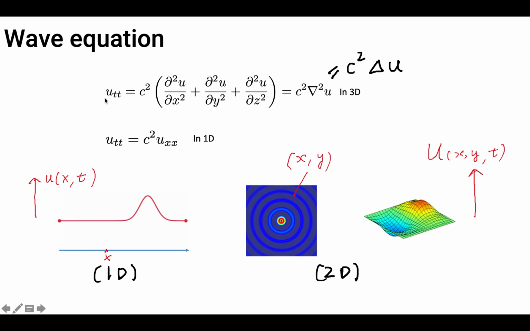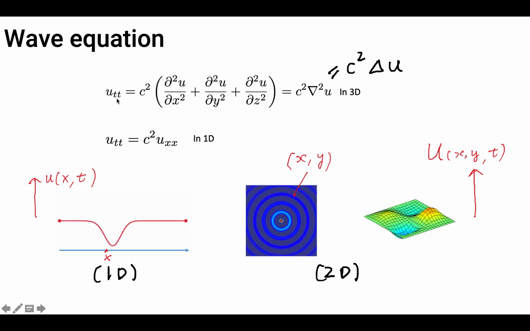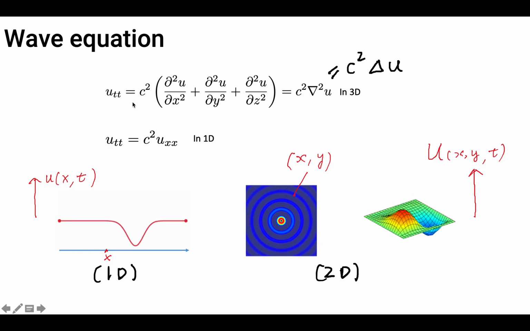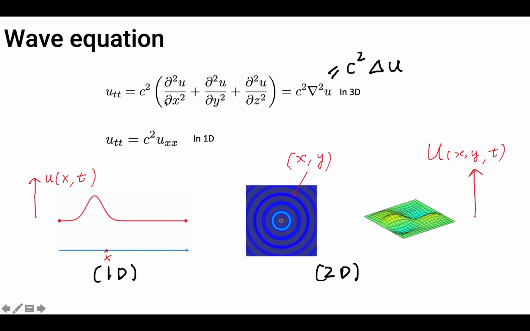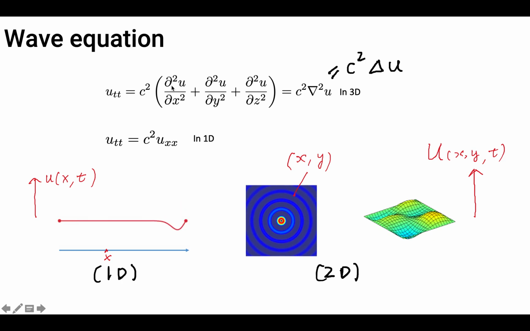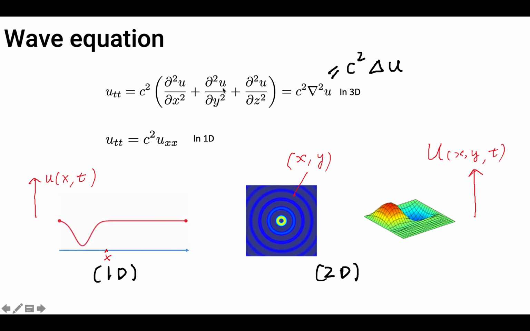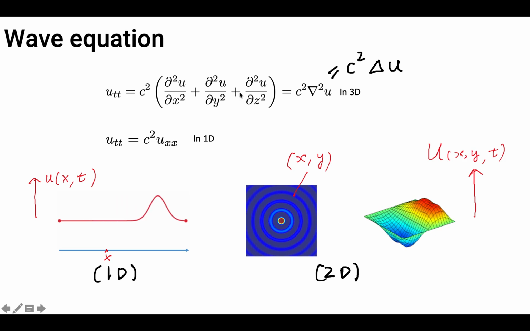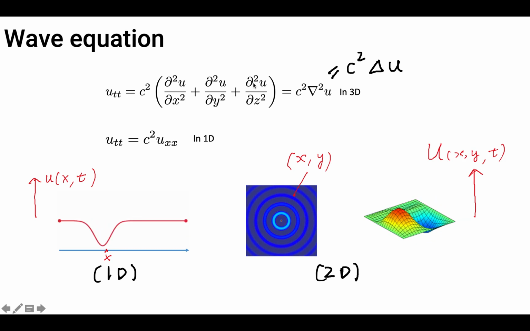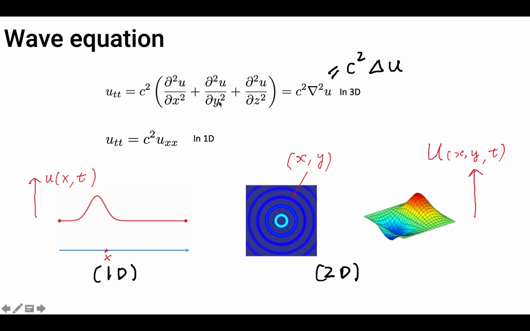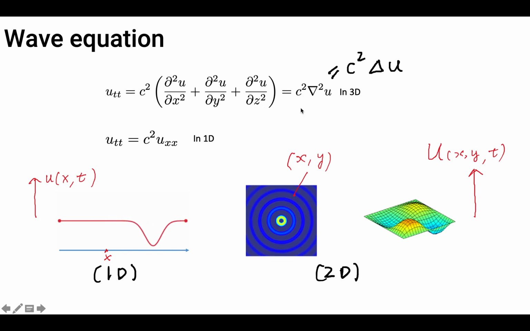The equation is u_tt, which is the second derivative of u with respect to t, equals c squared, which is a constant, times the second partial derivative of u with respect to x plus the second order derivative of u with respect to y plus the second order partial derivative of u with respect to z. So it's a sum of second order partial derivatives of u with respect to each space coordinate.